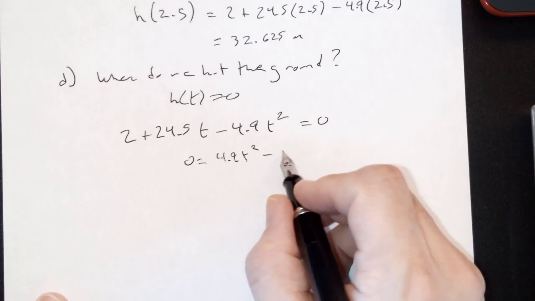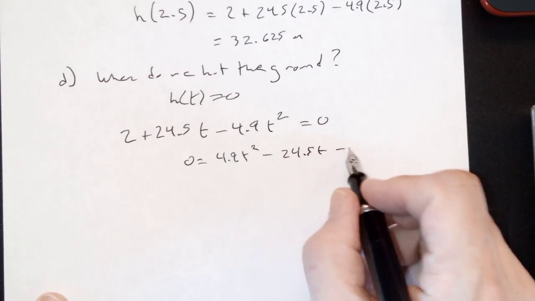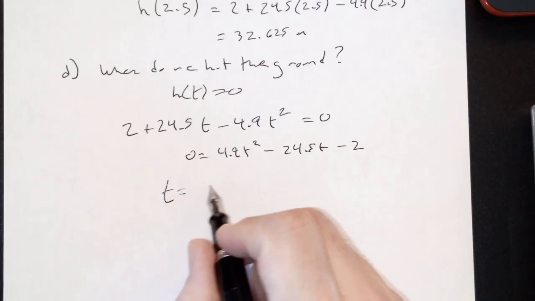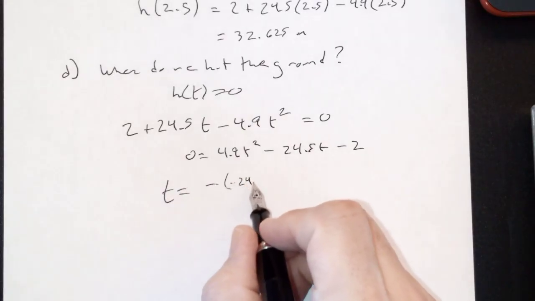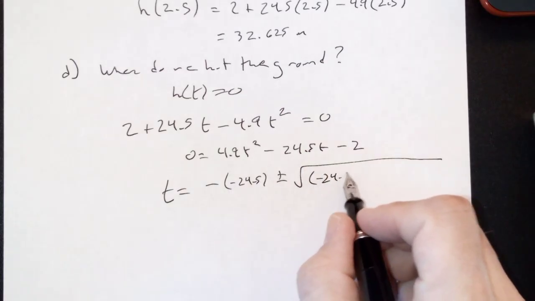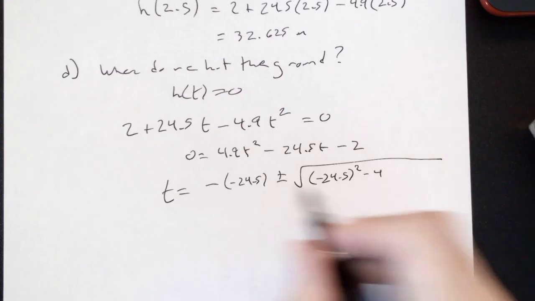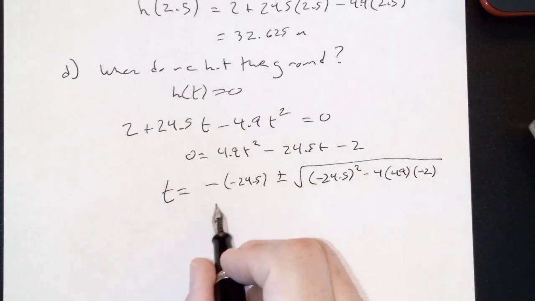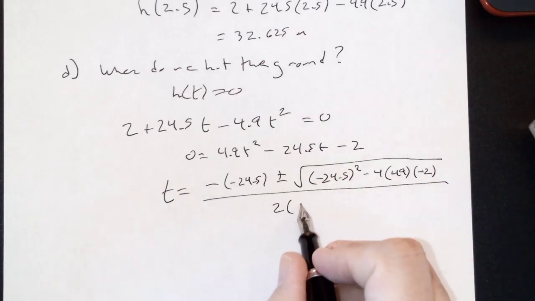4.9 t squared minus 24.5 t minus 2. I don't like having the first number be negative. Negative 4.9 t squared. Remember, it's got to be in order, t squared, then t, then constant, for me to use the quadratic formula. So t is equal to negative b plus or minus the square root of b squared minus 4 times a times c all over 2a.